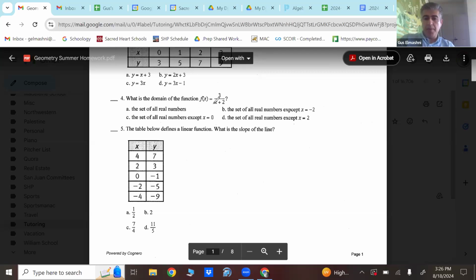Yeah, you can't have 0 on the bottom. So that's why it's all real numbers except X equals -2.